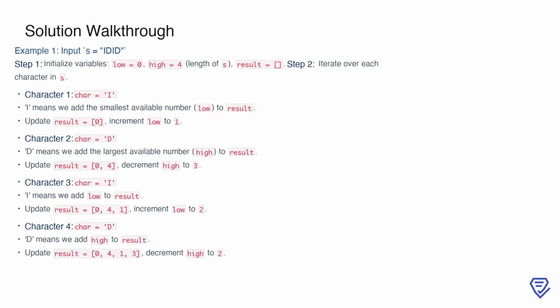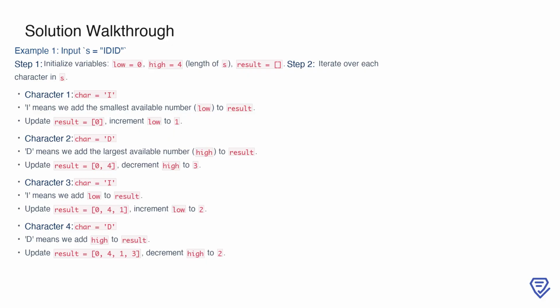To solve this problem, we begin with the input string s equals ID. First, we initialize three variables, low equals 0, high equals 4, since the length of s is 4, and an empty array result to store our output. We then iterate over each character in the string. For the first character, I, which stands for increase, we add the smallest available number, low, to the result array. This updates result to 0, and we increment low to 1.